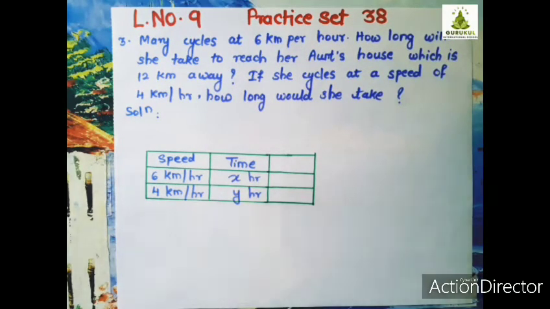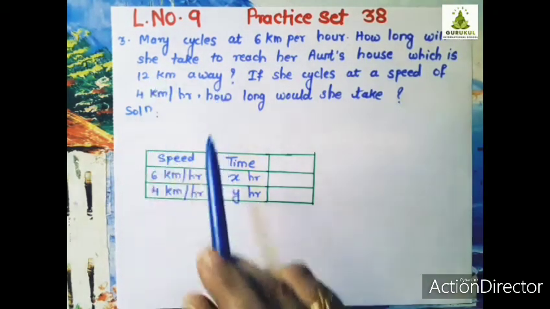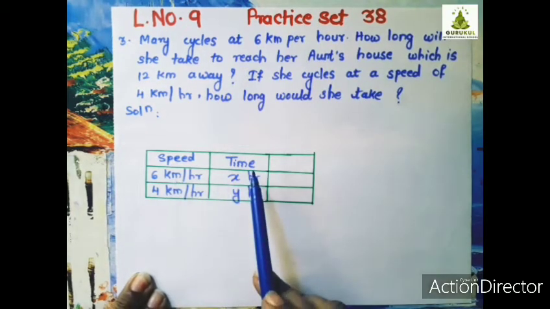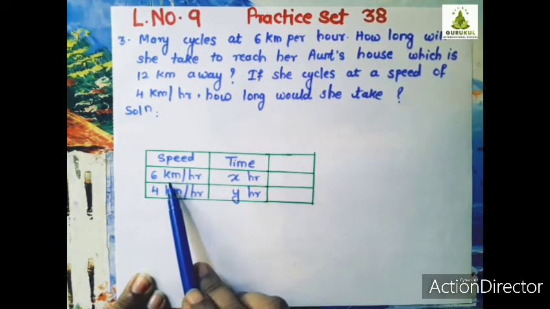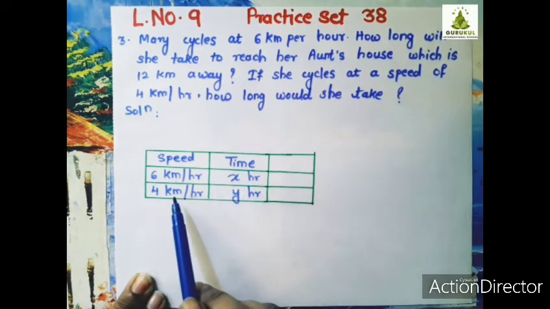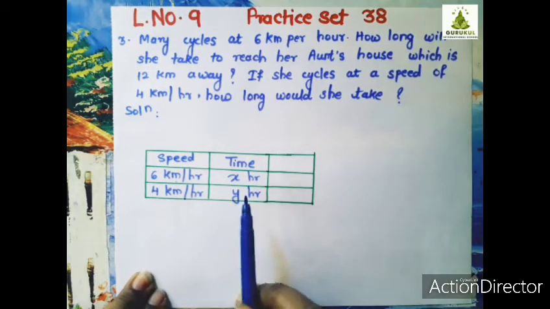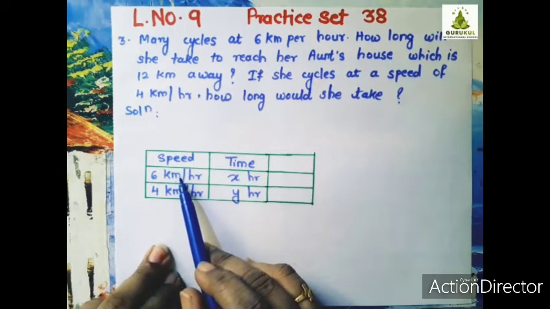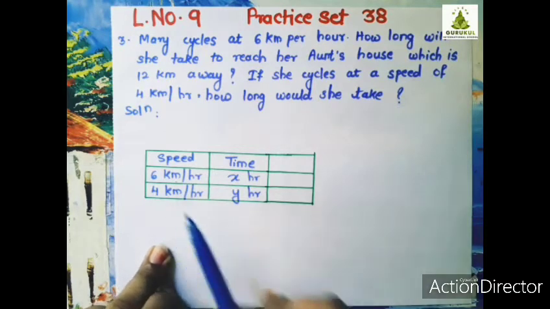Now, in this example, the distance which they have to travel is 12 kilometers. Initially the speed is 6 kilometers per hour. We don't know how much time she requires at that speed, and then she has to cycle at the speed of 4 kilometers per hour. Obviously, if she cycles with higher speed, she will require less time, and if she cycles with a lower speed, she will require more time.